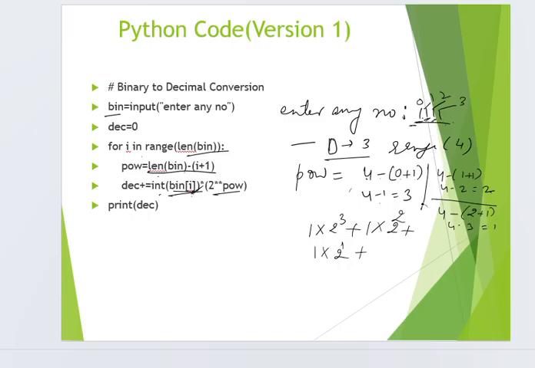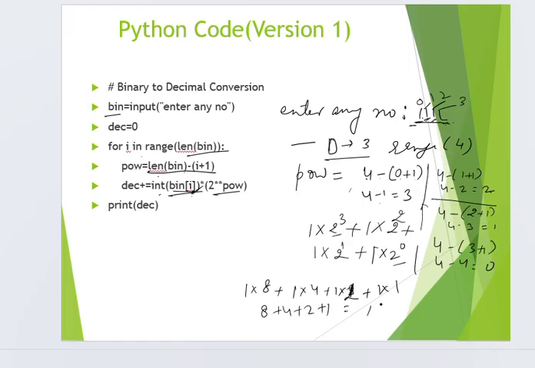Now the value of power will be what? I am drawing this line here. So 4 minus 3 plus 1. So 4 minus 4 will be 0. And what is the value at index 3? Because the value of I is 3. So the element at index 3 is 1. So 1 into 2 to the power 0. If you expand it, it will become 1 into 8 plus 1 into 4 plus 1 into 2 to the power 1 plus 1 into 2 to the power 0, which is 1. So it is 8 plus 4 plus 2 plus 1, all together it is 15.